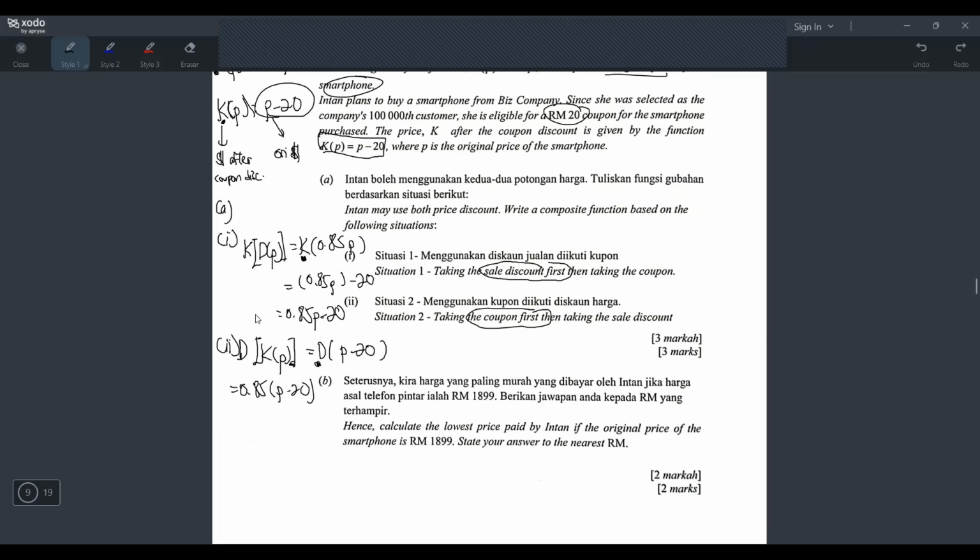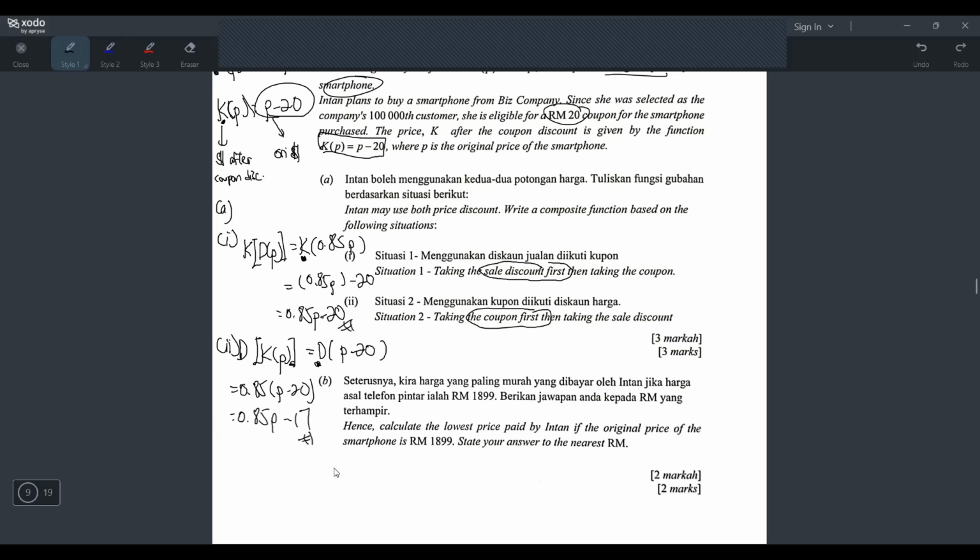And when you expand this, you will get 0.85P and then 0.85 times 20. You can press the calculator. Okay, my calculator gives me 17. So it's minus 17. So this is the first question's answer. This one is the second question's answer, right?